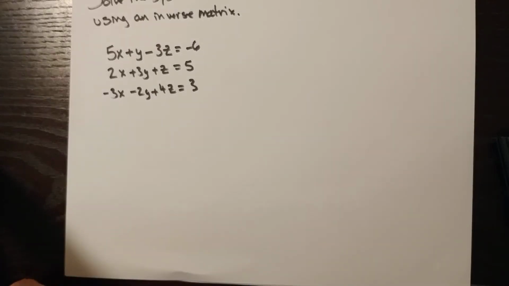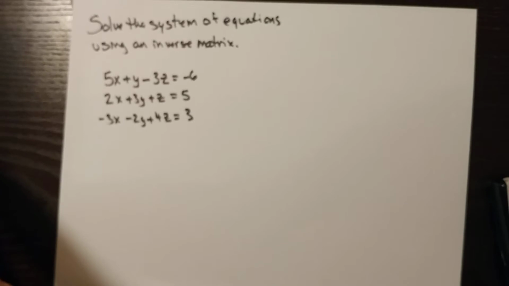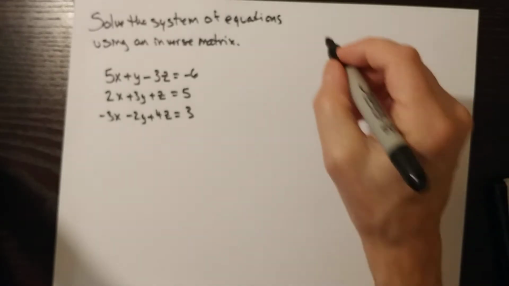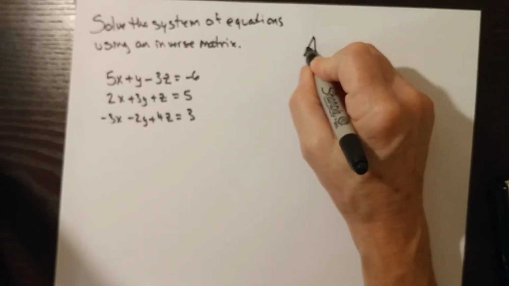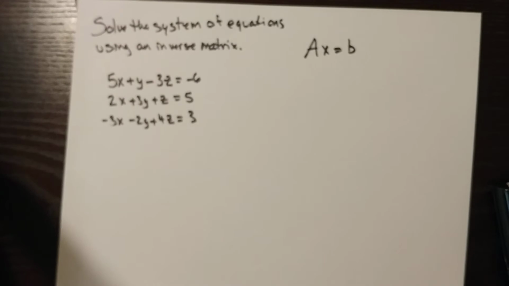Okay, in this video we're going to solve a system of equations by using an inverse matrix. So I'm going to show you how applying an inverse works in this scenario, just like it does in any other function scenario. We have this matrix equation, AX equals B, where A is the coefficient matrix, X is the variable matrix, and B is the solution matrix.